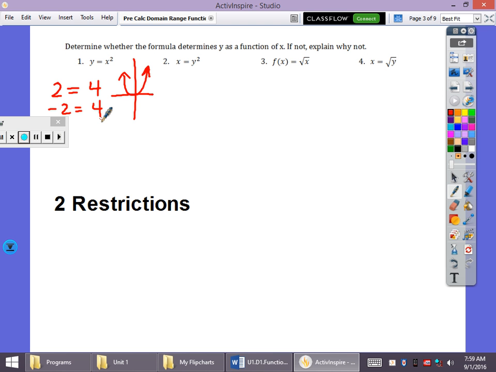Okay, looking at the next one, x equals y squared. The first thing that I want to do is I want y by itself. So how would I do that? Square root. So that's going to be the square root of x equals y. Now, the rule is if you are taking the square root of something, you must take the positive and negative. If you are solving a problem and you are taking the square root, you must take the positive and negative.